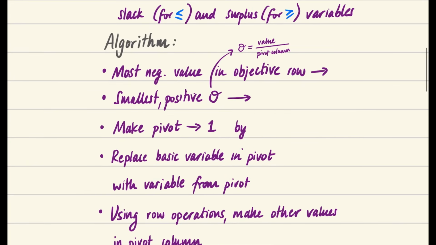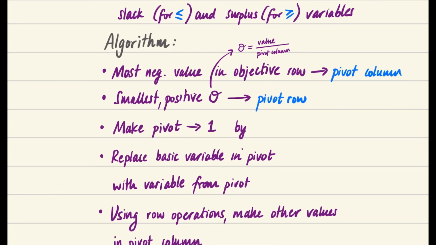This is how the algorithm works for the simplex method. You take the most negative value in the objective row, and that is going to become the location of the pivot column. Then what you do is you find the smallest positive value of theta. It has to be the smallest one, and it cannot be negative. Theta is found by taking the value which is in the final column and dividing it by the value that is in the pivot column. Where the location of that smallest positive theta is, that will become your pivot row.